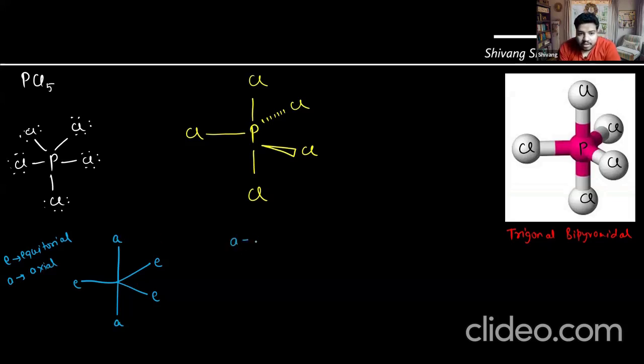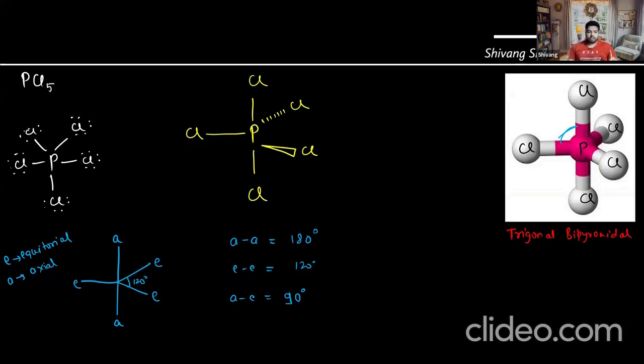The bond angle between axial and axial, as we can see, is 180 degrees. Between equatorial and equatorial, it is 120 degrees. And every axial is perpendicular to the equatorial, so axial-equatorial is, sorry, not 100, it's 90 degrees. It's perpendicular. So PCl5 is trigonal bipyramidal, and we have already seen the reason why.